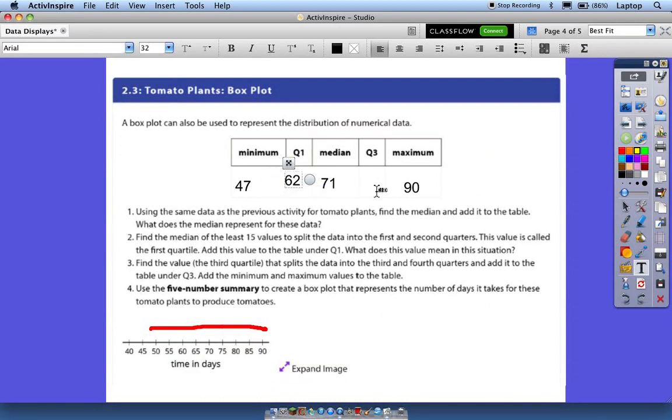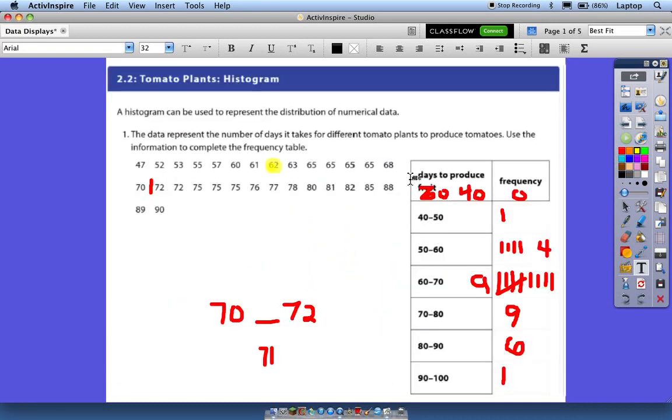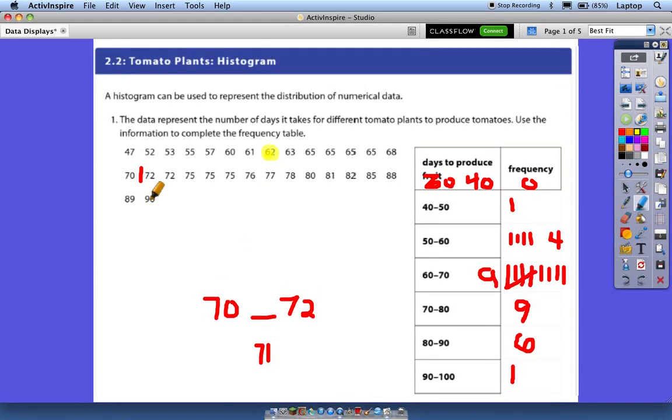In the same way, Q3 should be the 8th from the end. 1, 2, 3, 4, 5, 6, 7, 8. Oh, excuse me. 1, 2, 3, 4, 5, 6, 7, 8. There it is. 1, 2, 3, 4, 5, 6, 7, 8. 78.